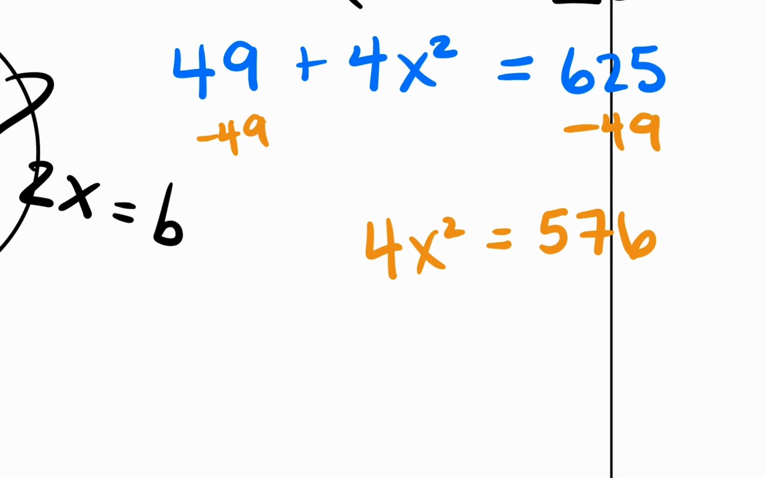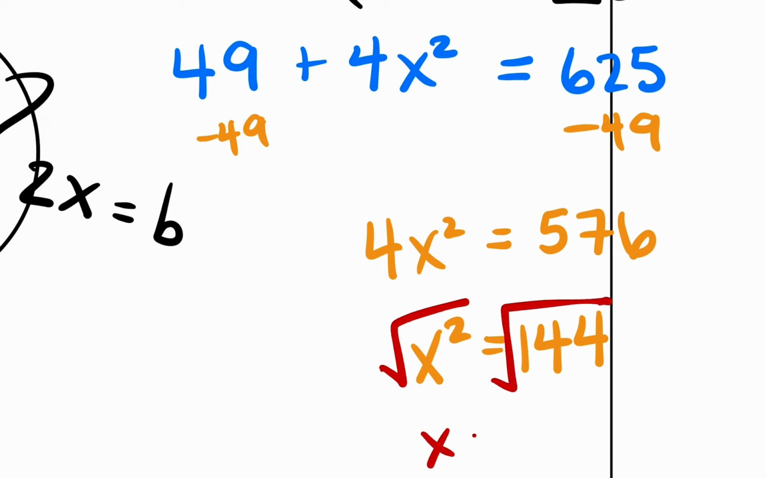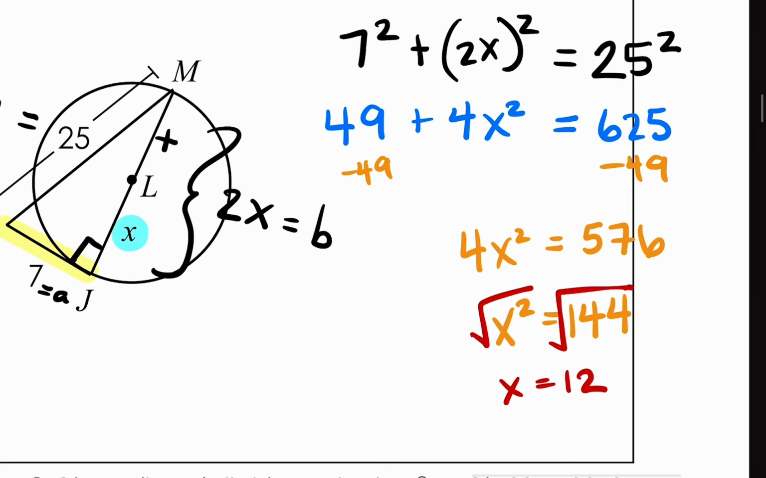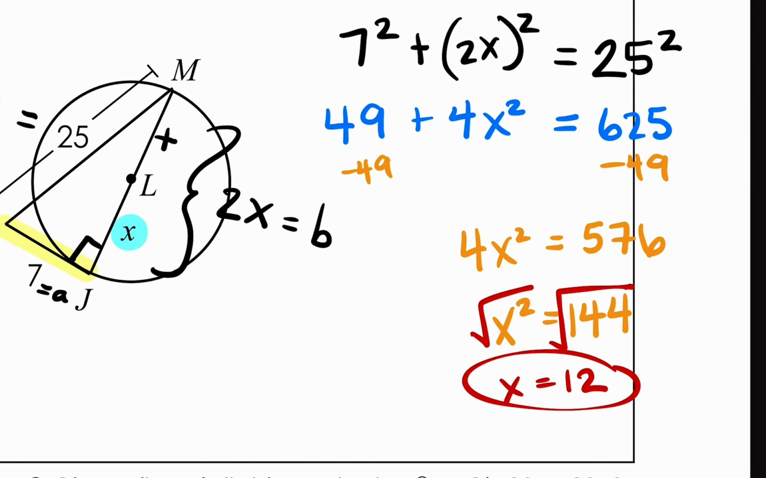So when you do 576 divided by 4, you get x squared is equal to 144. And then, of course, you do want to square root both sides to get that x is 12. So that's one way of doing that.